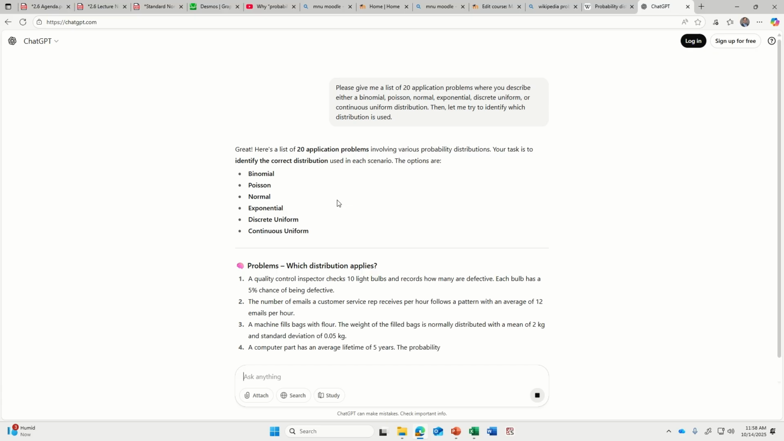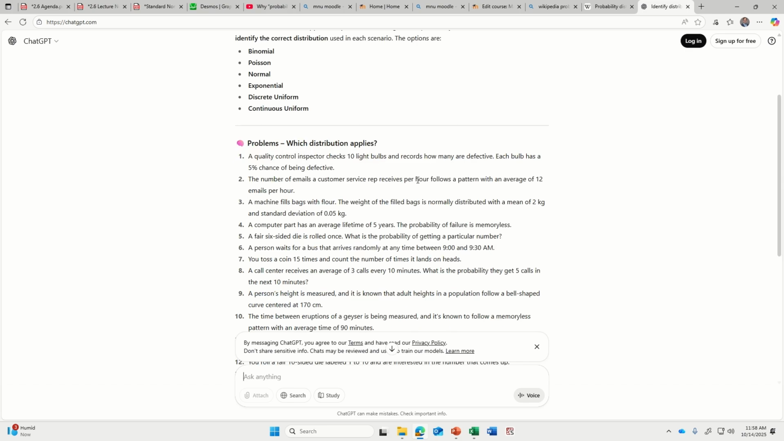Question number 1. A quality control inspector inspects 10 light bulbs and records how many are defective. Each bulb has a 5% chance of being defective. What distribution is there? Binomial. Because each light bulb is a Bernoulli trial. It's either defective or it's not defective. So that's a binomial situation.